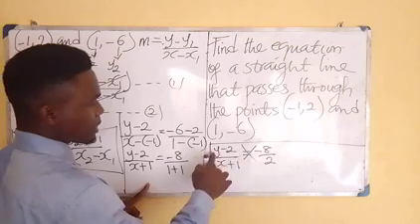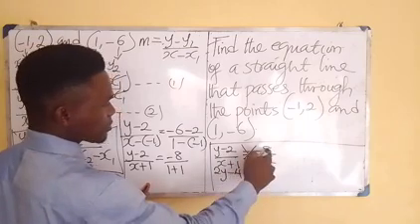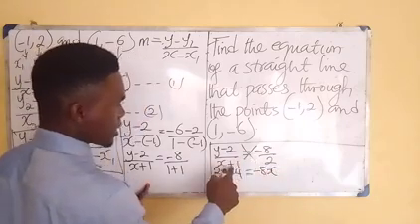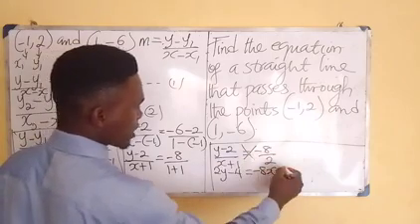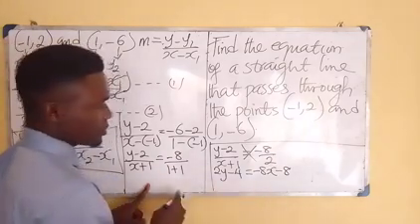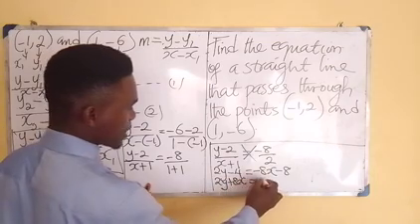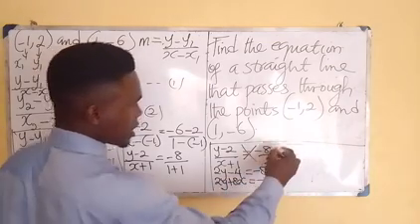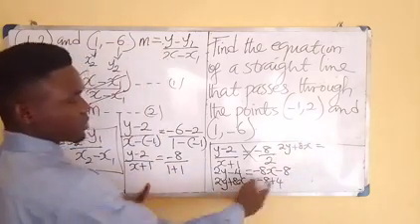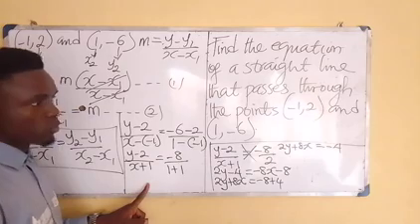If that is done, 2 times y, I have 2y, minus 2 times 2, I have 4, equal to minus 8 times x, I have minus 8x. Minus times plus, minus 8 times 1, I have minus 8. Alright, so if that is done already, I'll collect like terms. Now I'll be having 2y plus 8x equal to minus 8 plus 4, which is minus 4.